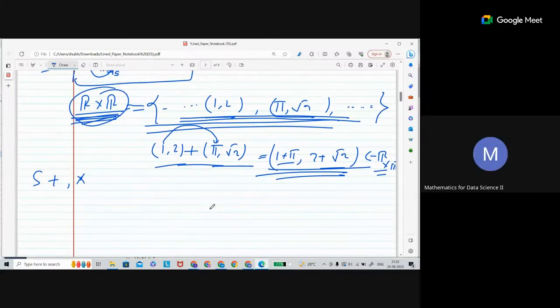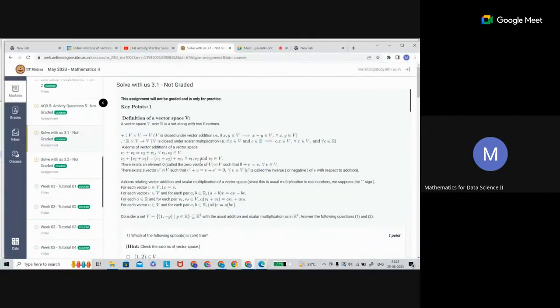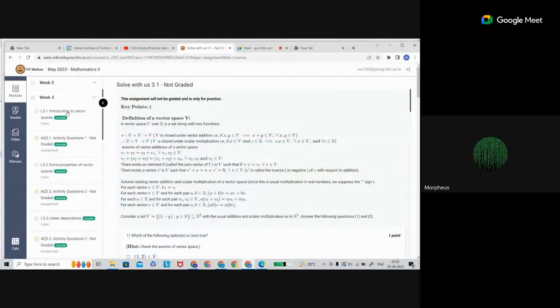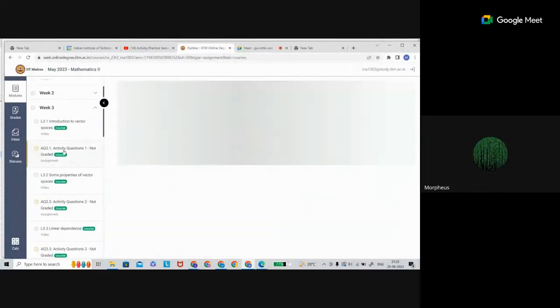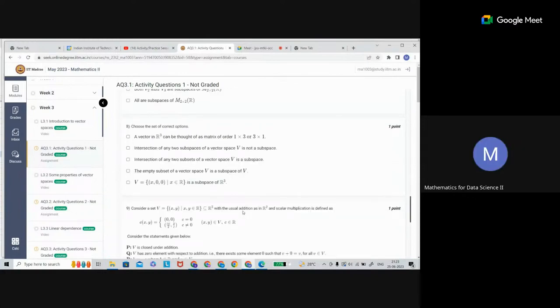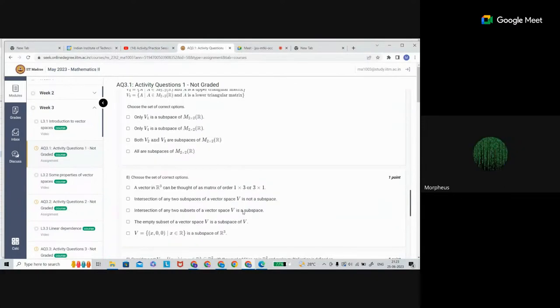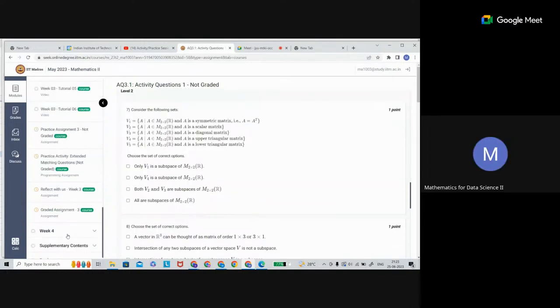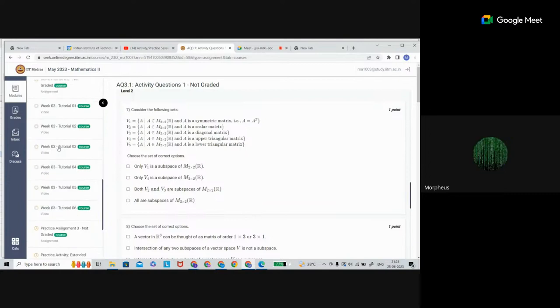Okay, so this is one thing. Now let me show you an example in the vector space itself. Sir, just before you go there, could you please go back to the previous page? Yes. Okay, let me open the page.